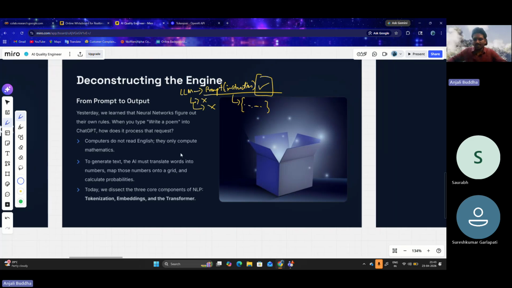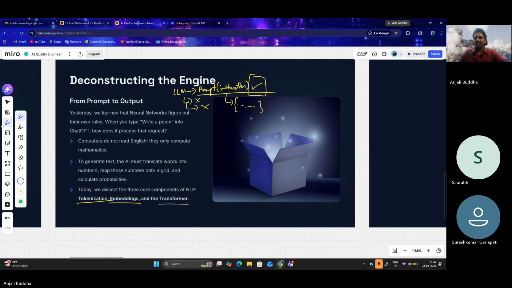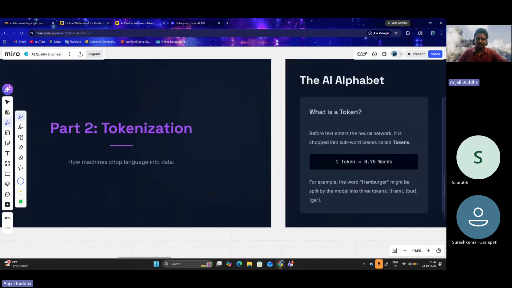So in order to understand this better, how everything is happening, we have to understand a few terms. That is tokenization, embeddings, and transformer model. This is the transformer architecture, which we will look at. So the tokenization and embeddings, we will understand what they are. First, tokenization.